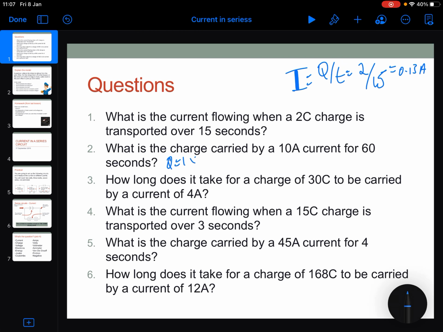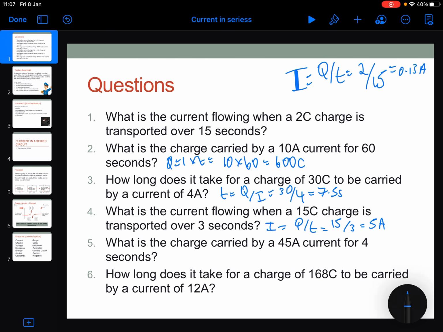2. What is the charge carried by a 10 amp current for 60 seconds? Q equals I times T equals 10 times 60 equals 600 coulombs. 3. How long does it take for a charge of 30 coulombs to be carried by a current of 4 amps? So T is Q over I, is 30 divided by 4, equals 7.5 seconds. 4. What is the current flowing when a 15 coulomb charge is transported over 3 seconds? I is Q over T, 15 divided by 3 equals 5 amps.